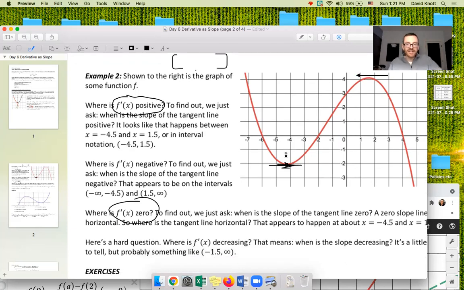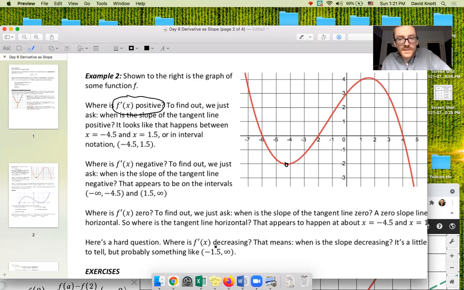And then I ask one last question. These are really hard. Where is f prime decreasing? This always really throws students for a loop the first time they see it. And understandably, it takes a lot of practice to wrap your head around what this is saying.